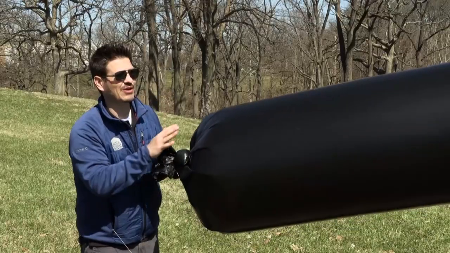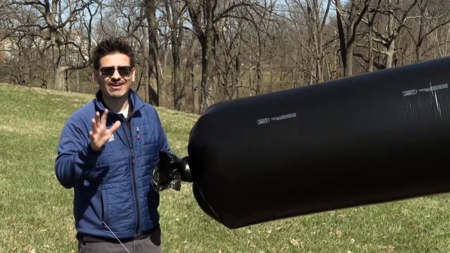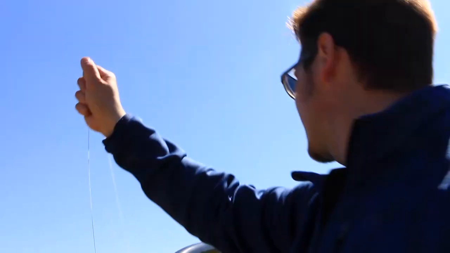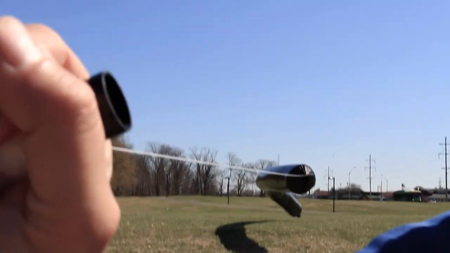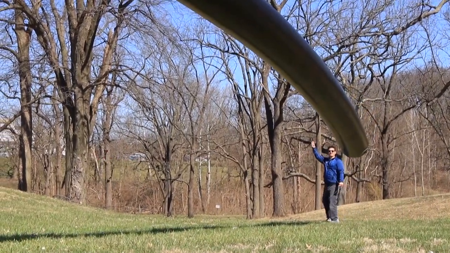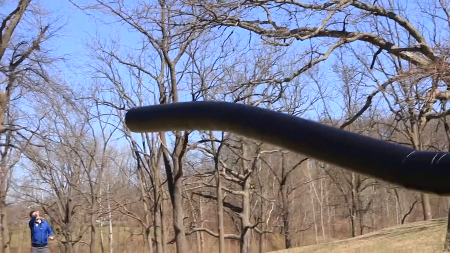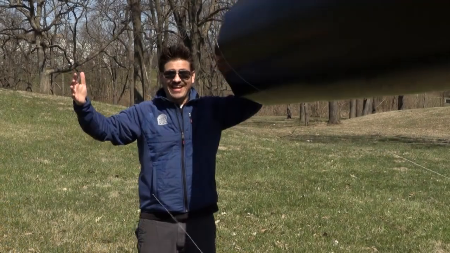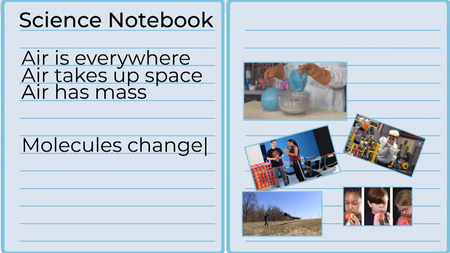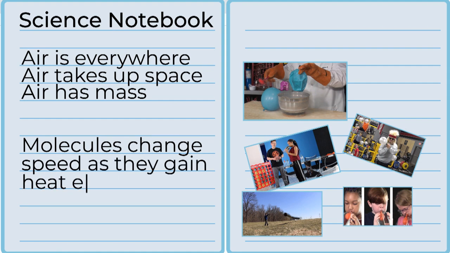This is an amazing tool that we can use to illustrate what happens to air as it heats up. The sun is the power source for this. It's causing this bag to get hot, absorbing heat energy, and that heat energy is causing the air molecules inside to heat up. When those air molecules gain more heat energy, they bounce around faster. They need more space, so they expand. Basically, what happens is the air inside is now less dense than the air out here, allowing this to float up and hover in the sky. And that is a solar balloon. Let's add that to our journal. Molecules change speed as they gain heat energy.